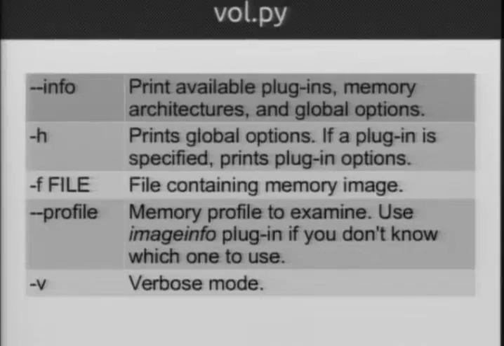You give it a -f and then a file name. This is the file containing the memory image. --profile equals the memory profile to examine. Each memory image is a little bit different. So Windows XP Service Pack 0 32-bit is going to have a different profile than Windows 7 Service Pack whatever 64-bit. So you have to specify what it's looking at. It's usually pretty good at figuring it out on its own, but you can specify that just to shortcut some extra work. And then -v, you can usually give it a verbose mode just to spit out more information for you.